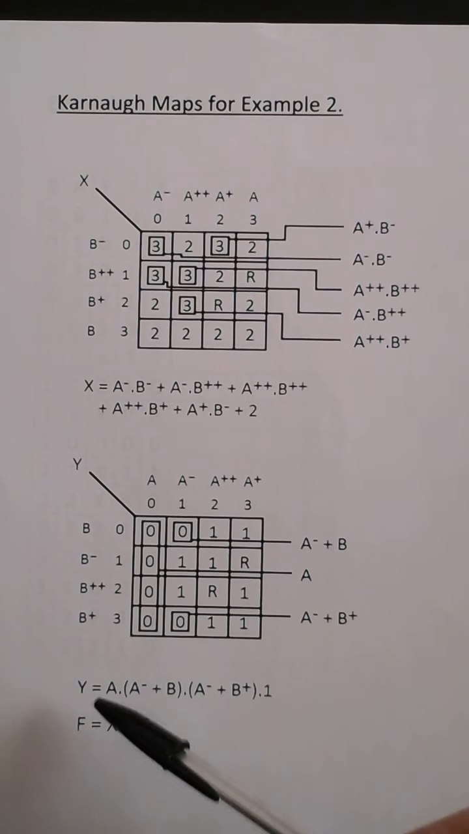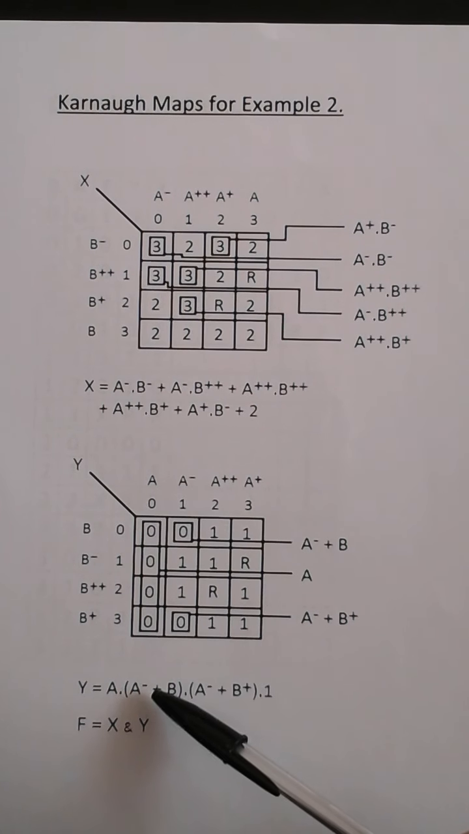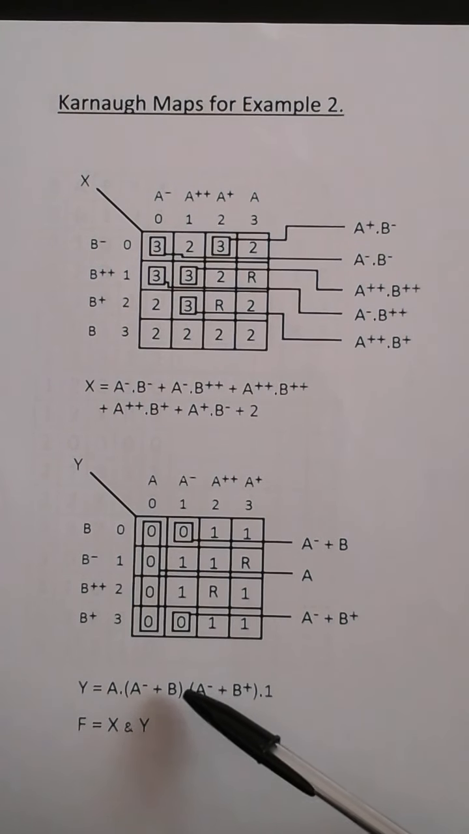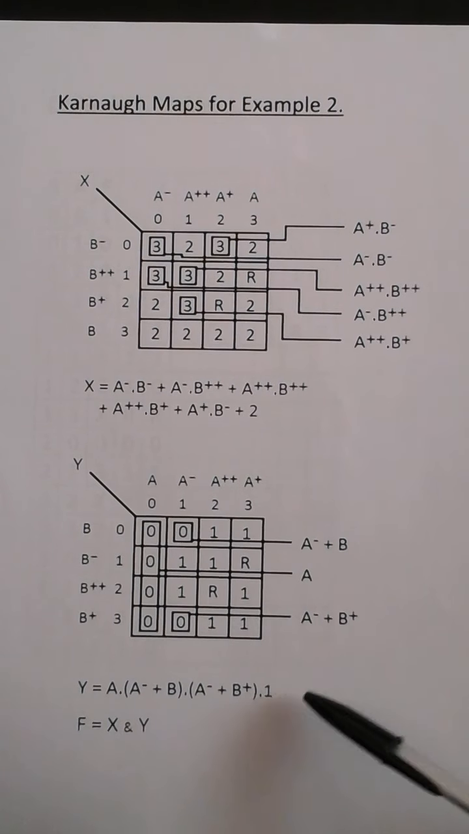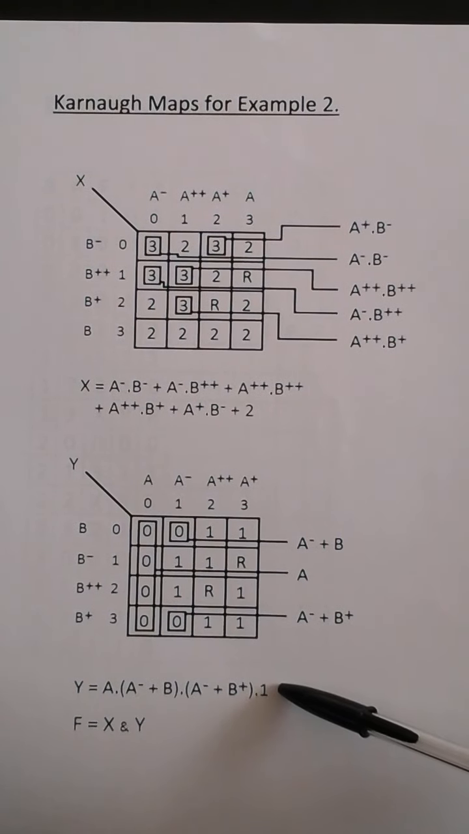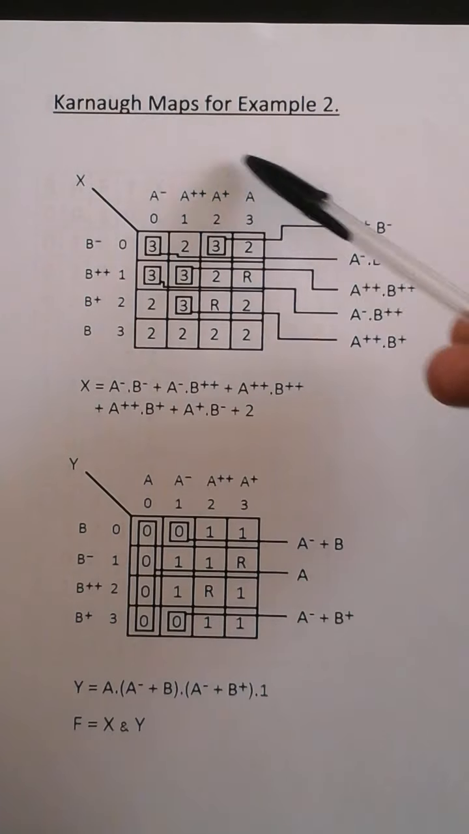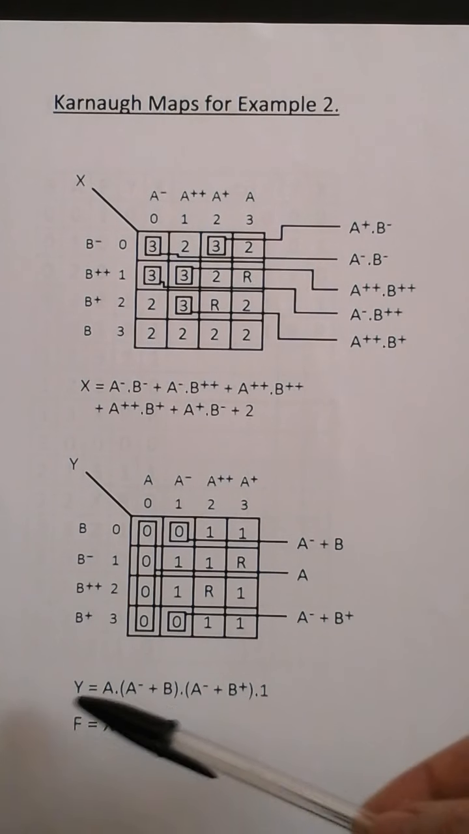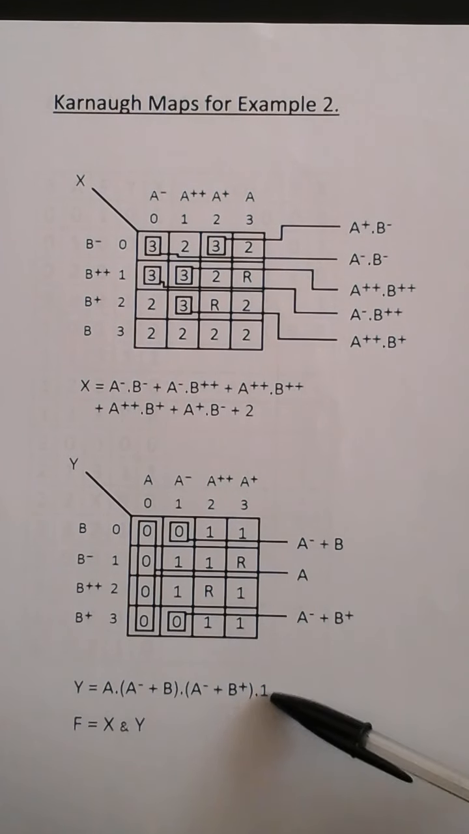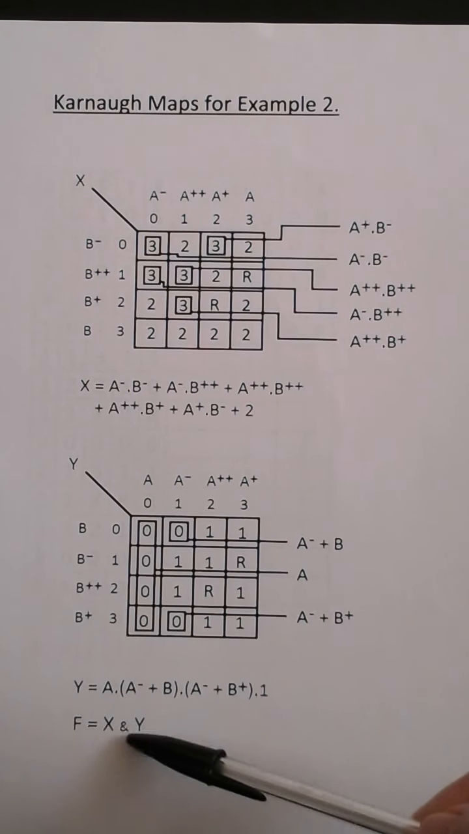So the function for y is A min A minus max B min A minus max B plus min 1. Constant logic state, the quaternary logic 1. So this is a sum of products expression x. This is a product of sums expression y. So the function f equals x ampersand y.